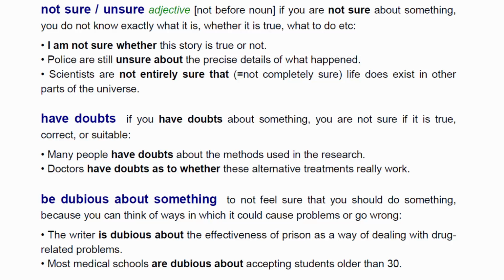The last one is be dubious about something. It means to not feel sure that you should do something because you can think of ways in which it could cause problems or go wrong. The writer is dubious about the effectiveness of prison as a way of dealing with drug related problems. Most medical schools are dubious about accepting students older than 30.